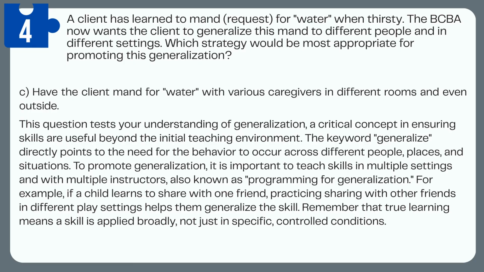To promote generalization, it is important to teach skills in multiple settings and with multiple instructors, also known as programming for generalization. For example, if a child learns to share with one friend, practicing sharing with other friends in different play settings helps them generalize the skill. Remember that true learning means a skill is applied broadly, not just in specific, controlled conditions.